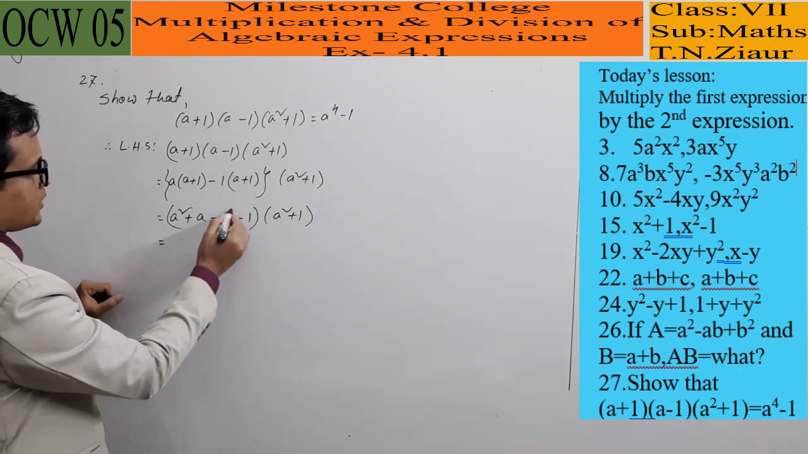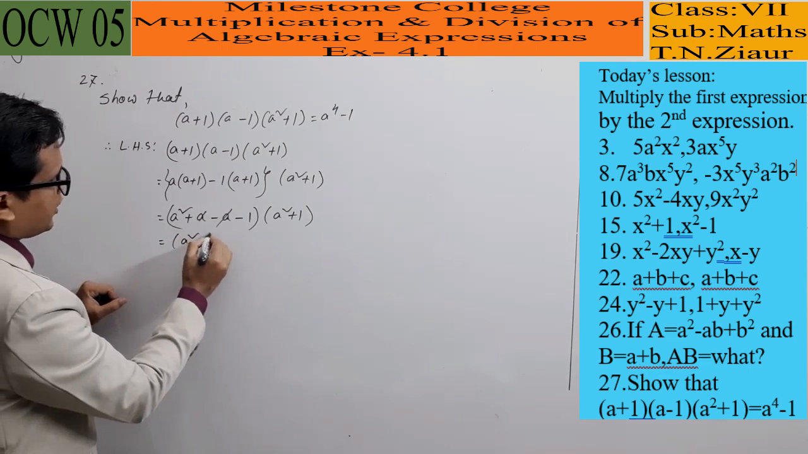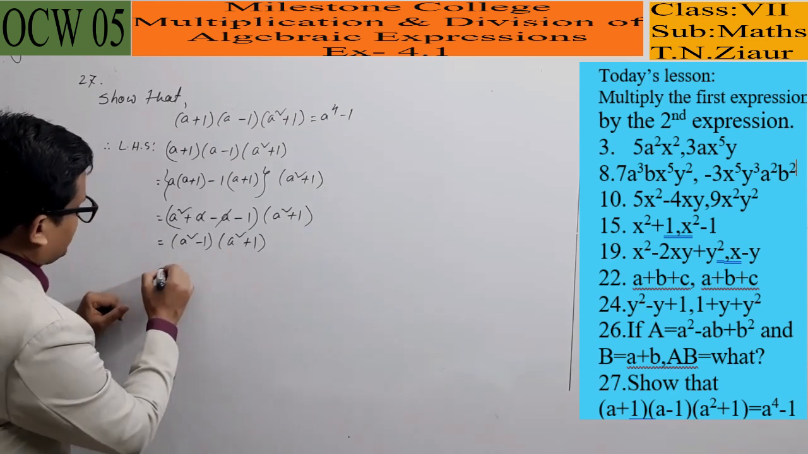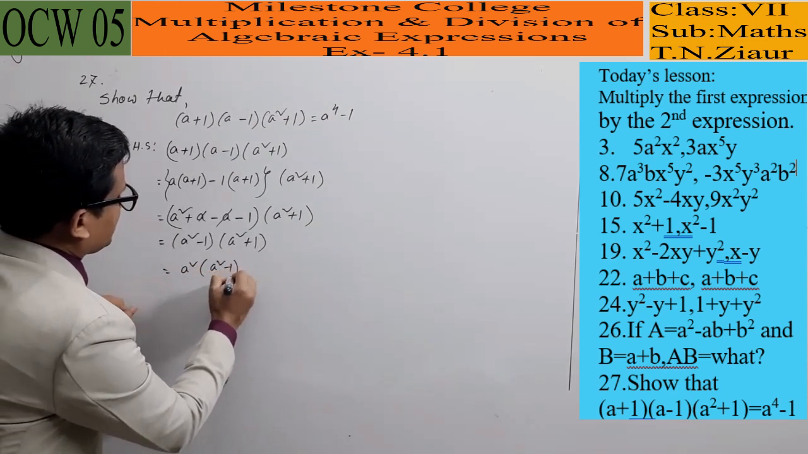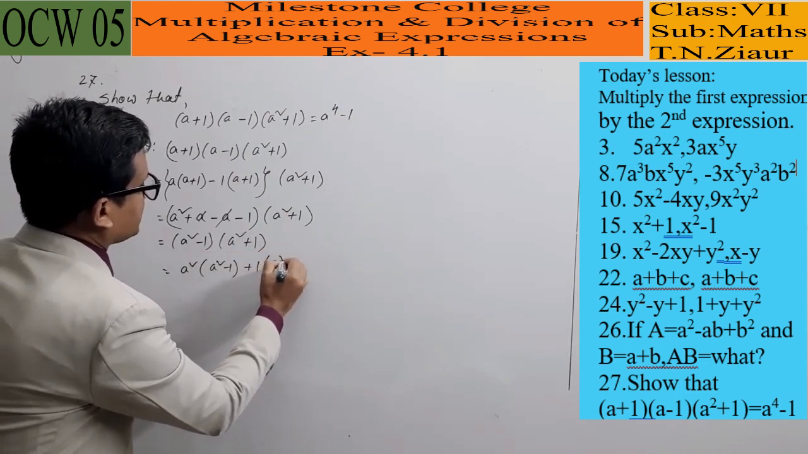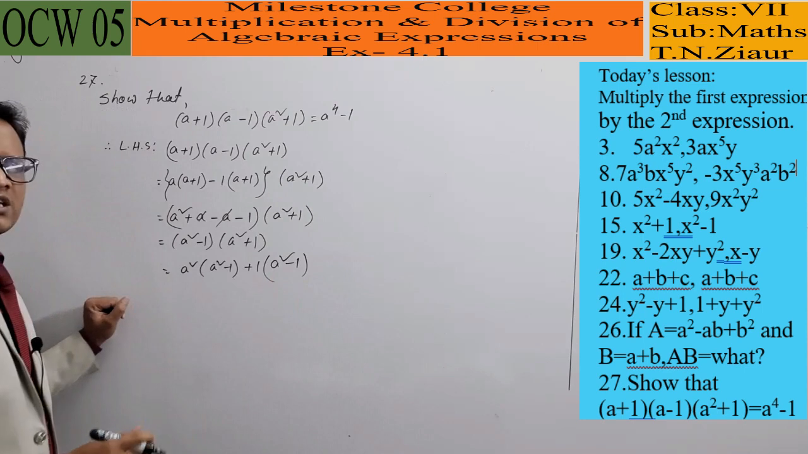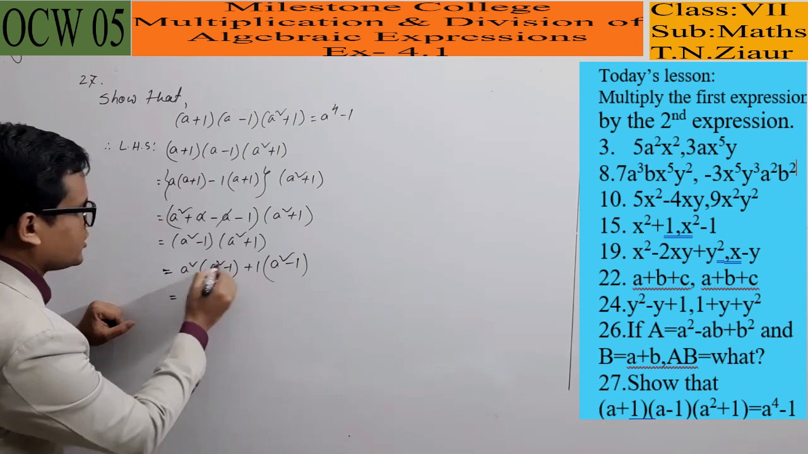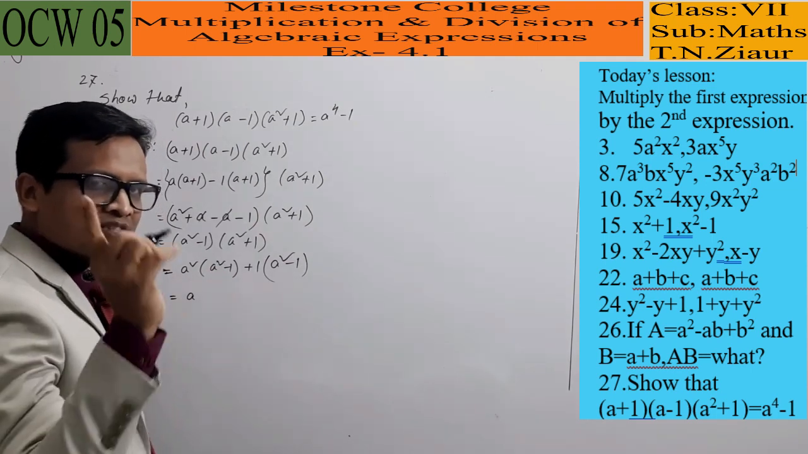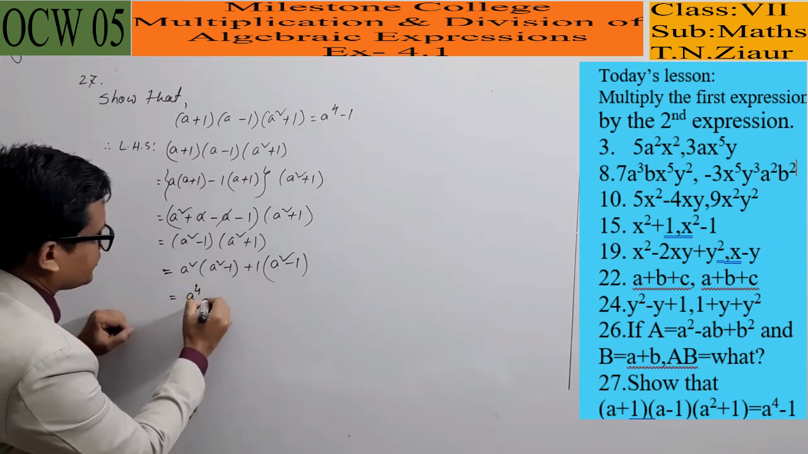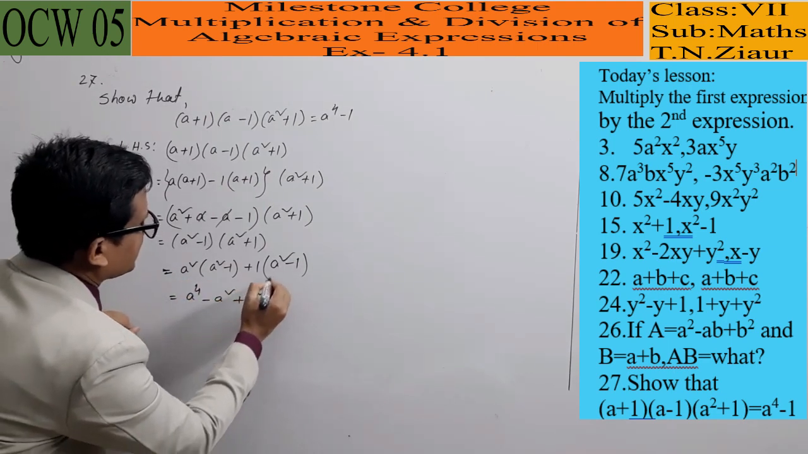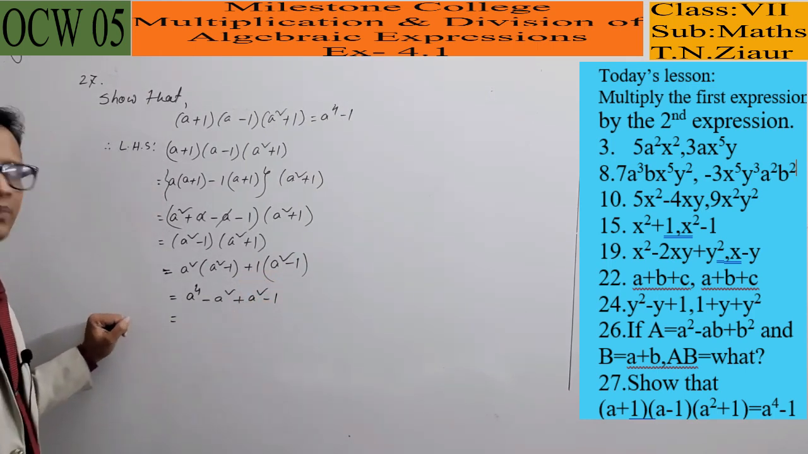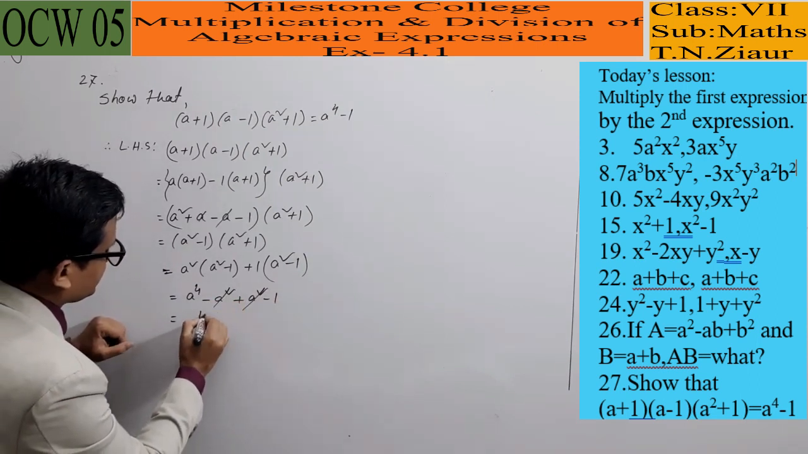This one is minus, this one is plus, we can remove this one. So again write a square minus 1 into a square plus 1. Again this one is the multiplier, right? So again a square into a square minus 1 plus 1 into the multiplicand a square minus 1. Very easy. A square into a square, can you tell me what will be? Yes, a to the power 4. So a to the power 4 minus a square plus a square, and minus 1. This one is plus, this one is minus, so we can remove this one. So a to the power 4 minus 1.